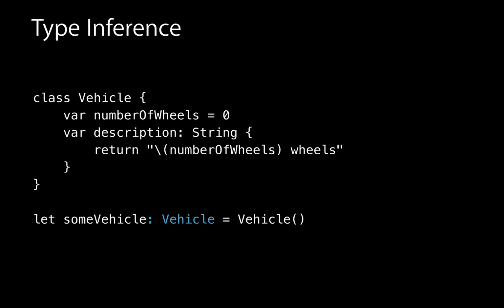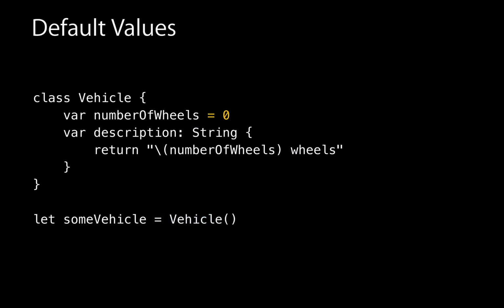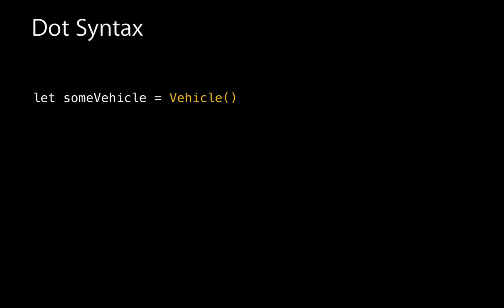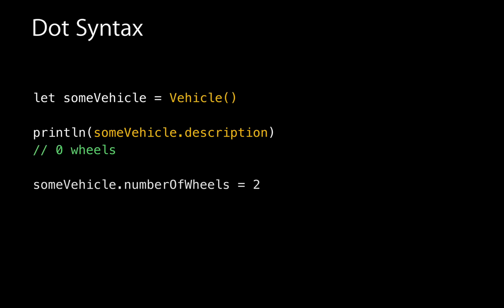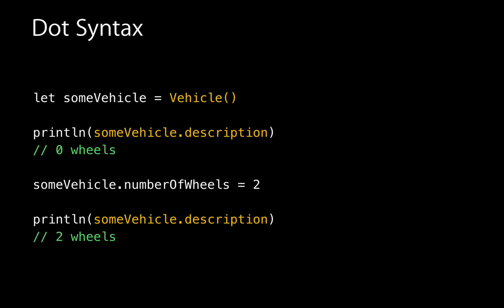As I mentioned earlier, we have these default values. Now, this means we actually haven't had to write an initializer at all, because it's just clear what to do here. It's clear to create a new instance, give it the default value of 0. Now that we've created our vehicle instance, we can use dot syntax to access its properties, so to print its description, perhaps. And we can see that it has a description of 0 wheels. If we change the number of wheels to 2, we can see the description change. It now has 2 wheels.